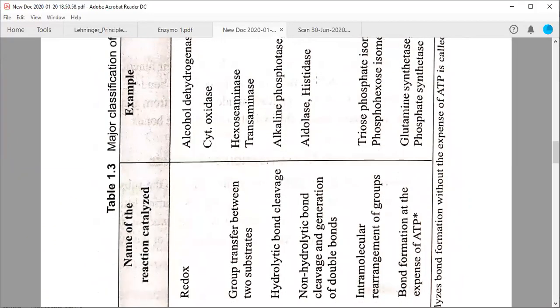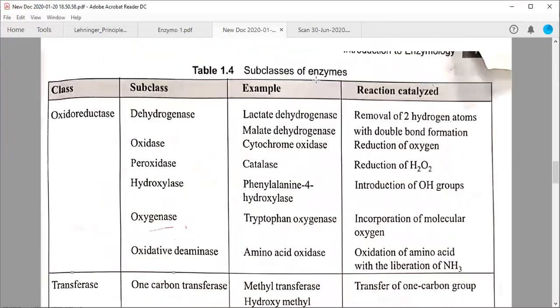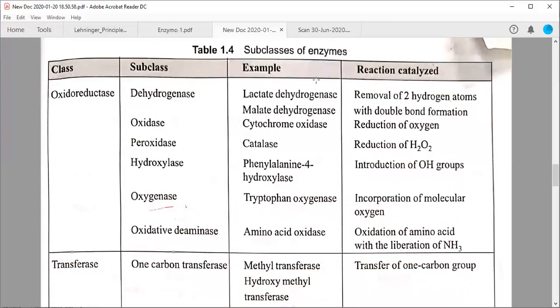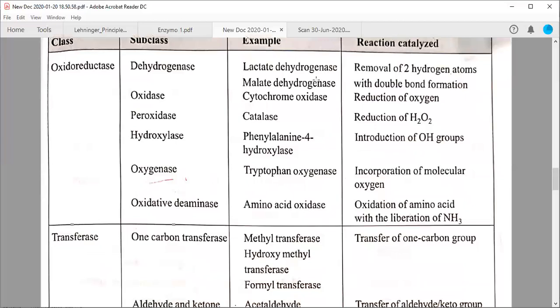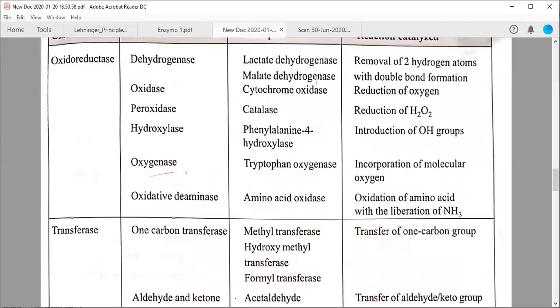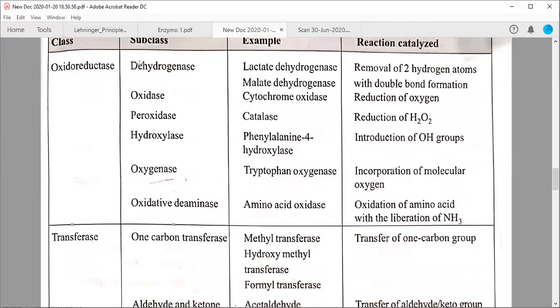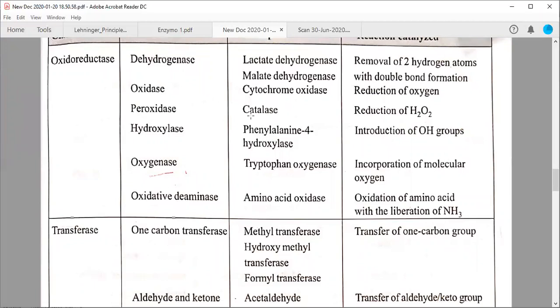So after you are able to understand this specific table that is showing the classes, then let me show you the subclasses. So these are subclasses of these classes. These are the examples of some common enzymes, and these are the reactions catalyzed by these enzymes. So I will tell you which ones are the most important among these enzymes.